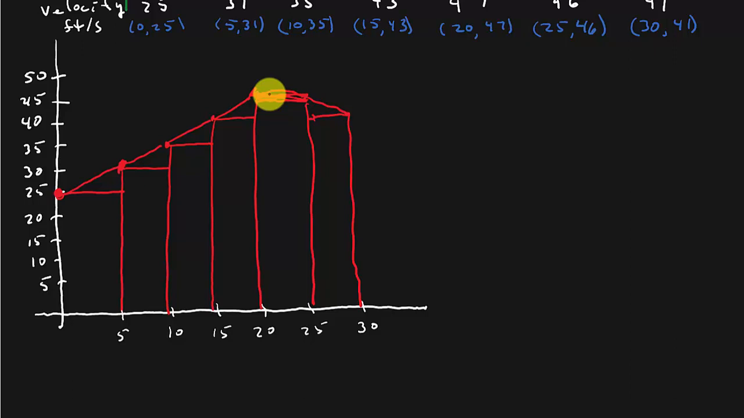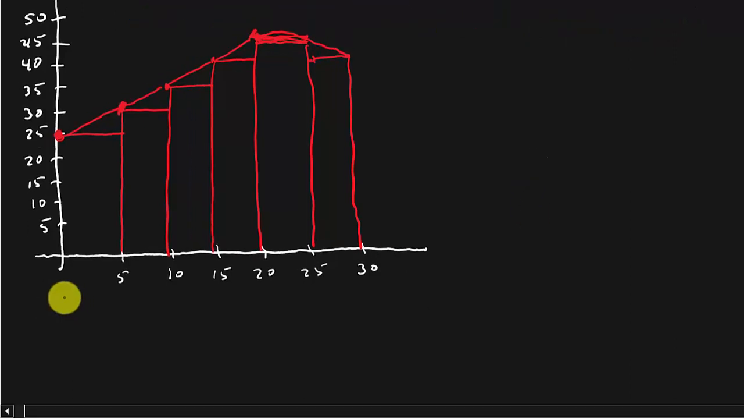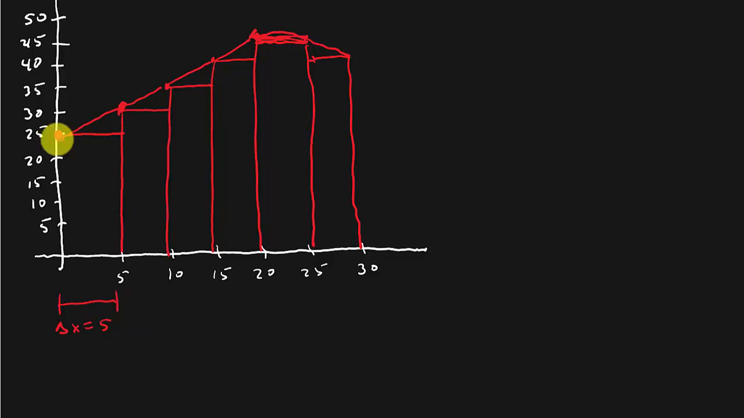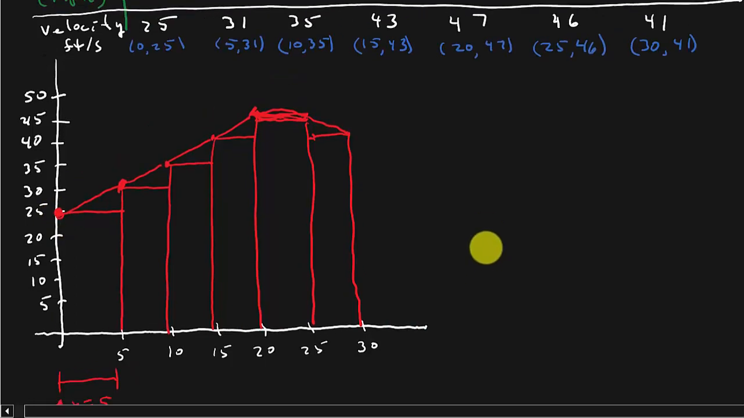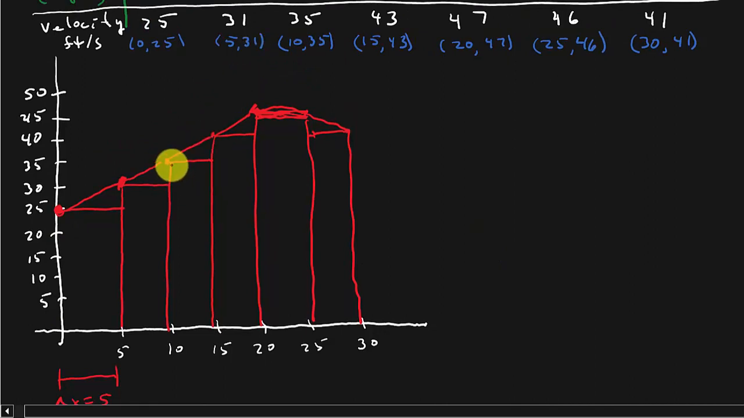now let's find the area. Well, we know the width of each of these, delta x, is 5. That's the width. All right. And look, we don't have to plug these into any function. They give us the y value of each one. You see that? This y value is 25. This y value is 31. This one's 35, and so on. They give us the y value.